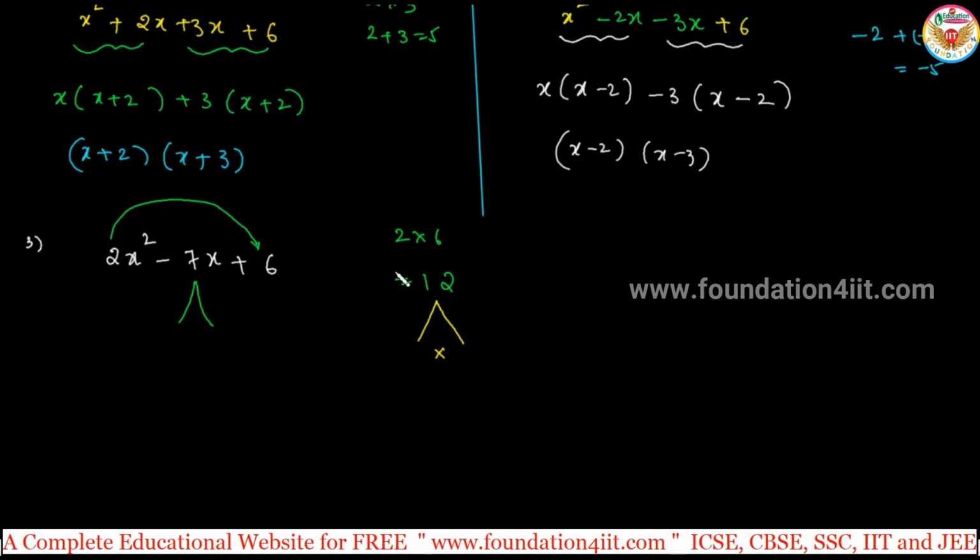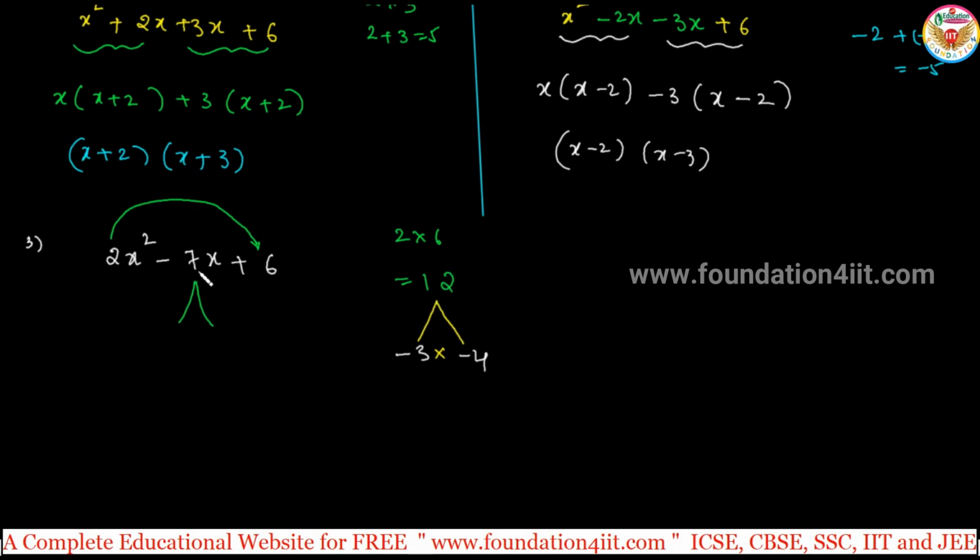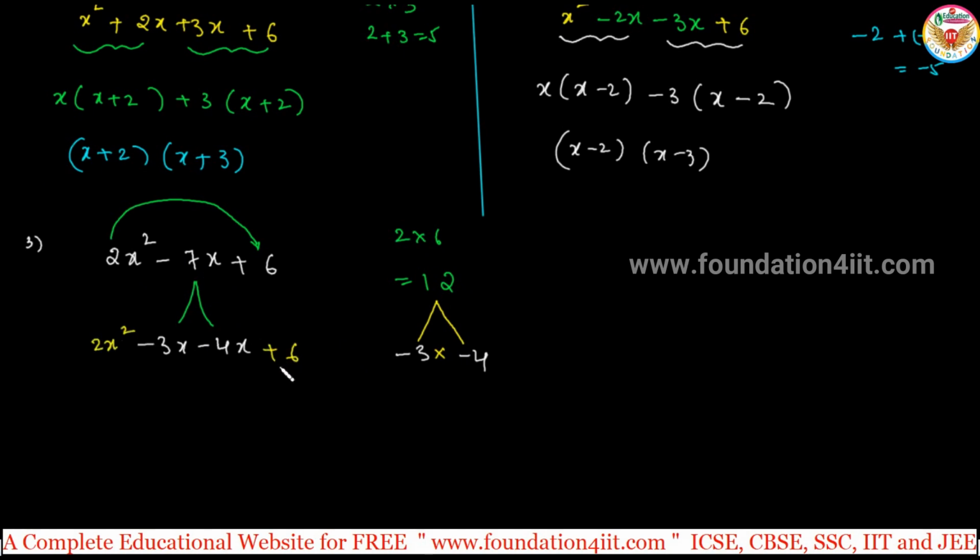Now here, if you do rough work, you can observe. Here is 12, right? 3 into 4 is 12 and 3 plus 4 is 7, but we need minus 7. So that means minus 3 into minus 4. Minus 3 into minus 4 is plus 12. Minus 3 minus 4, if I add, minus 7 will come. That means minus 3x minus 4x, right? Minus 7x. Now 2x square is the first term and plus 6 as it is. Only the middle term is split into parts.